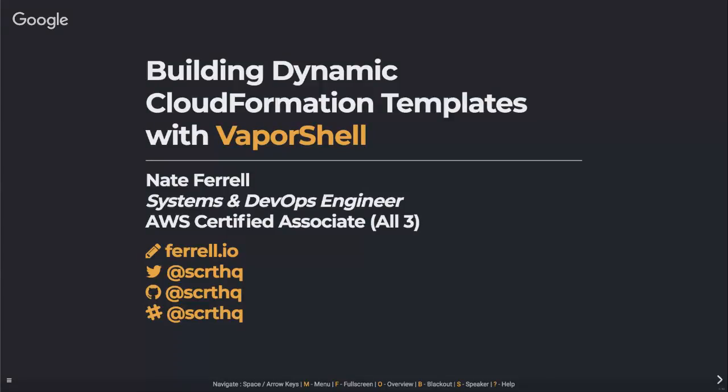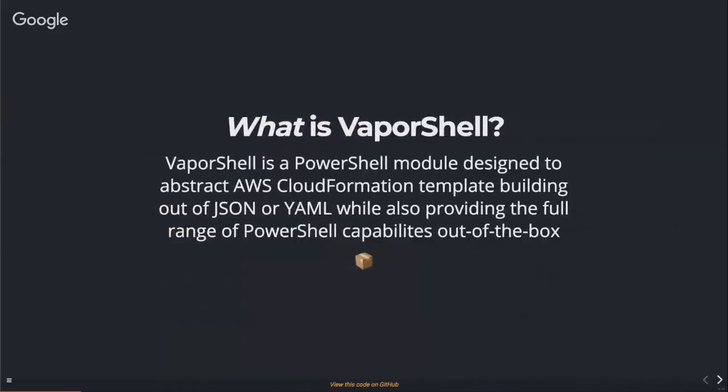All right. Hey guys, my name is Nate Farrell. I am a systems and DevOps engineer focusing a lot on AWS and doing a bunch of cool stuff with PowerShell. I'm also the developer of a PowerShell module called VaporShell, which is driven around building CloudFormation templates. The main purpose I built this is to abstract working with JSON or YAML, and also to leverage a lot of the built-in capabilities that PowerShell comes with.